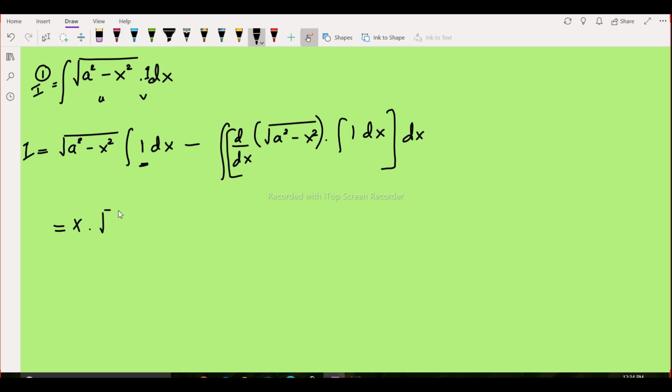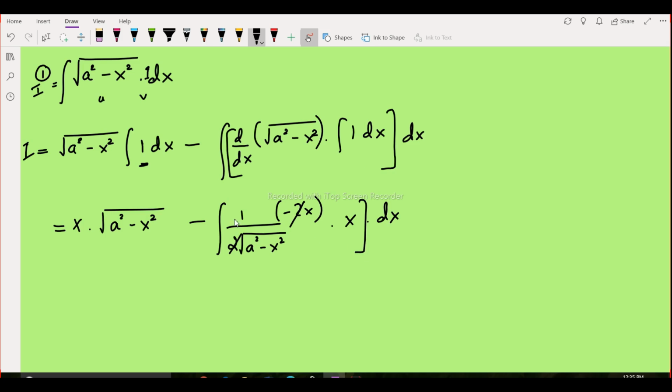So x into root of a square minus x square minus integration sign is outside. Derivative of this. So derivative is 1 upon 2 root a square minus x square. By chain rule, derivative of minus x square is minus 2x. So this 2 gets cancelled into integration of 1, which is x, into dx. Right? This whole thing. Okay. Let's go to the next step.